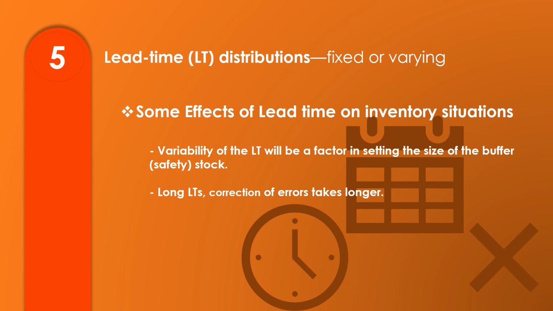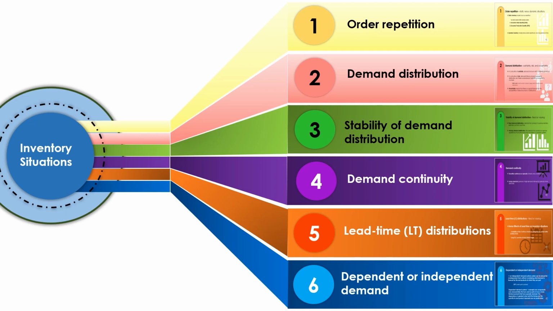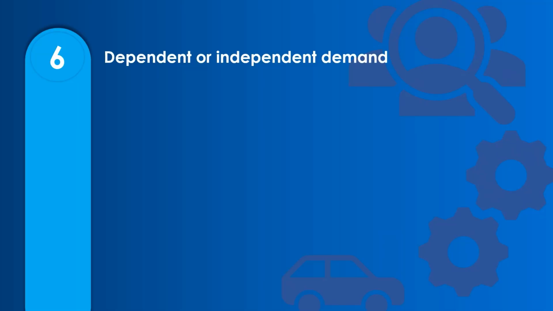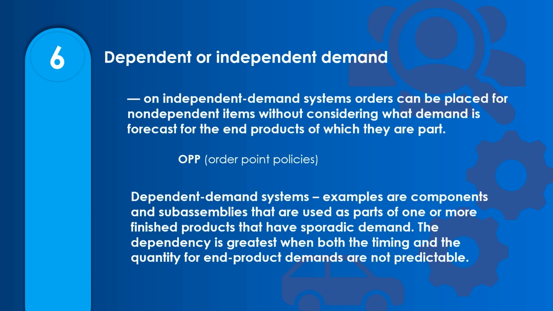Next is dependent or independent demand. In independent demand, it is not influenced by the demand for any other item. Consumer goods like electronics, apparel, and food items typically have independent demand. Their demand is directly influenced by customer needs and preferences.